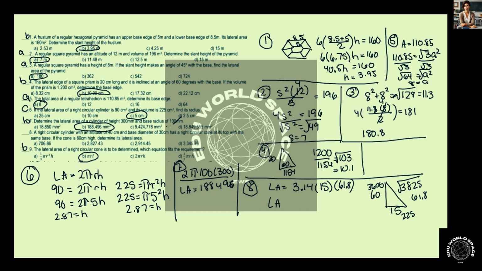Then when I multiply all three of those numbers together, I would get 2,914.45. So C would be my answer.